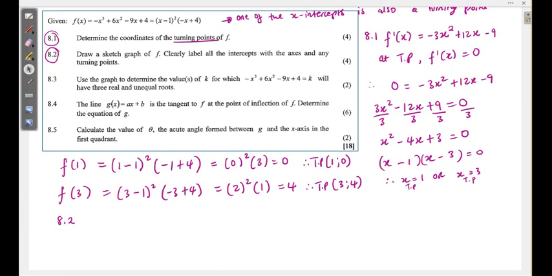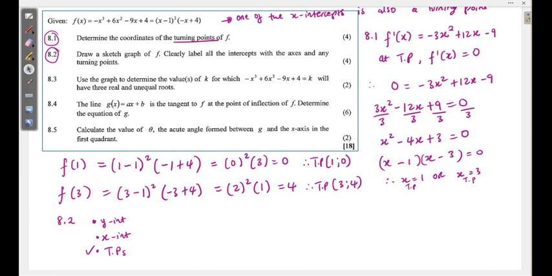Remember, to sketch a cubic function, you're going to need the following. You're going to need the y-intercept. You're also going to need the x-intercept. And then lastly, you're going to need the turning point. So this one we already have. So let's get the y-intercept, good people.